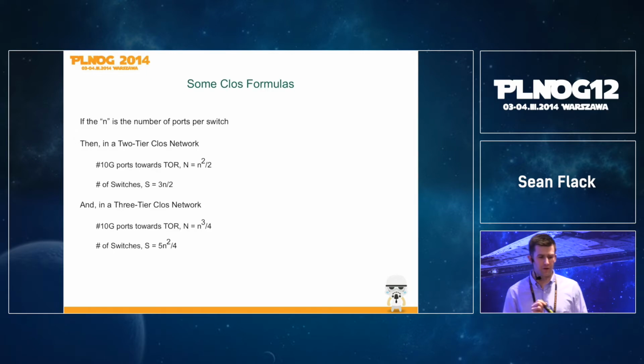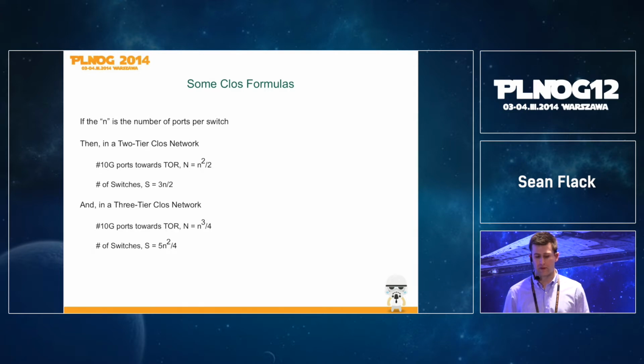Now here are a few Clos formulas. Imagine n is the number of ports per switch. In a two-tier Clos network, if we're building a fabric using leaf and spine, the number of ports towards the top of rack is n squared divided by 2. The number of switches required is n times 3 divided by 2. If we were to extend this into a 3-tier architecture, the number of ports towards the top of rack is n to the power of 3 divided by 4, and the number of switches is 5 times n squared divided by 4.